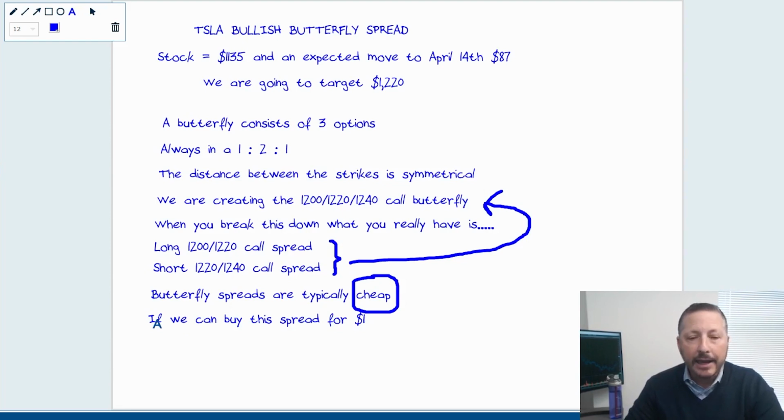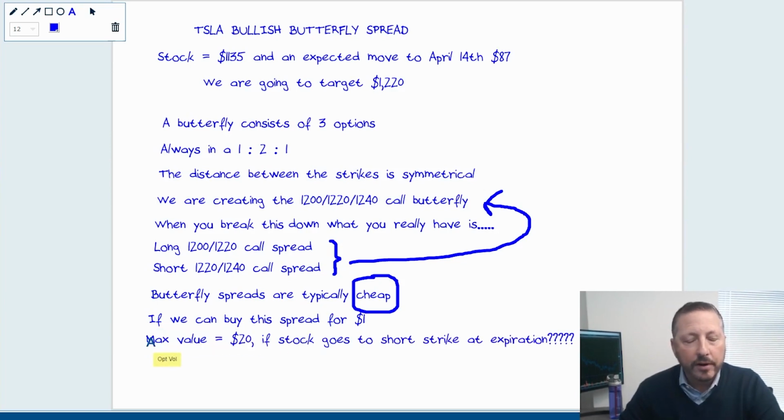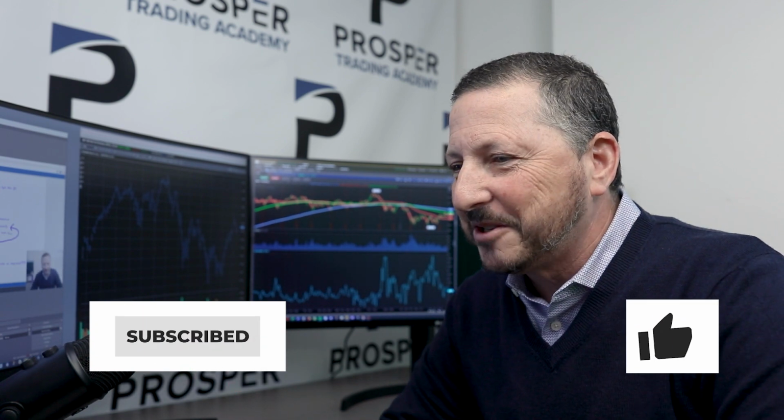Well, the maximum any vertical spread can be worth, meaning where the strikes are within the same expiration, so not a calendar or anything like that, the maximum value is $20. It's $20 because if the stock went to the short strike at expiration, our 1200, 1220 call spread will be worth 20, where the short spread that we used to finance the purchase of the long spread is going to be worth 0. So the maximum value is 20.